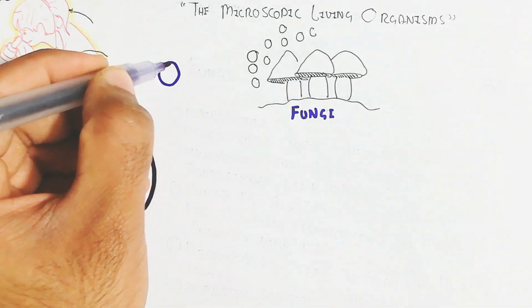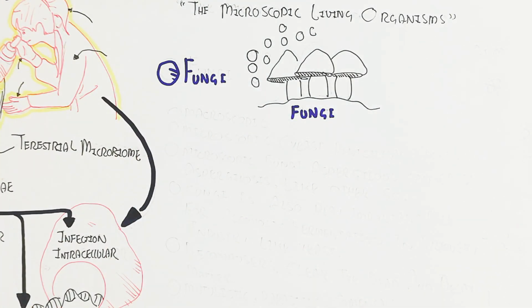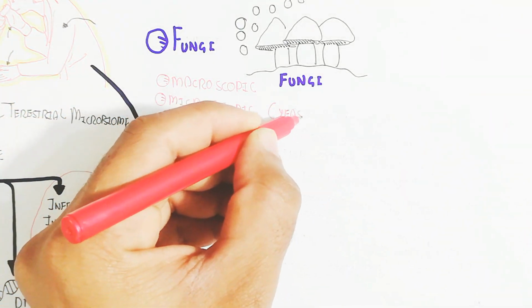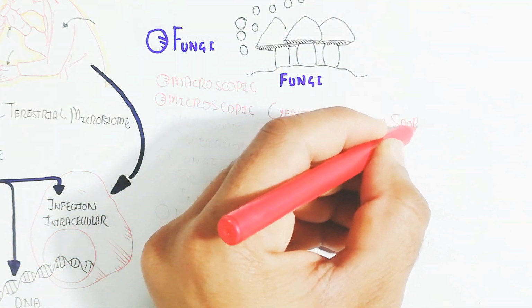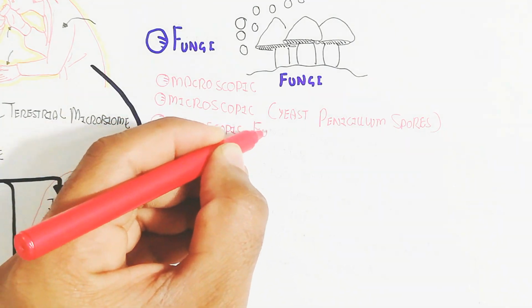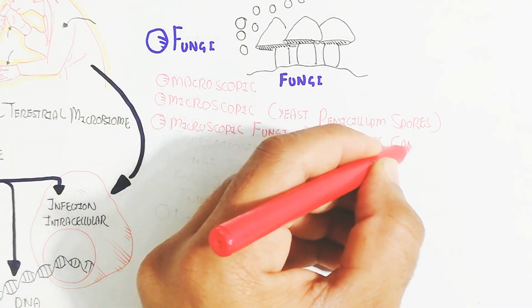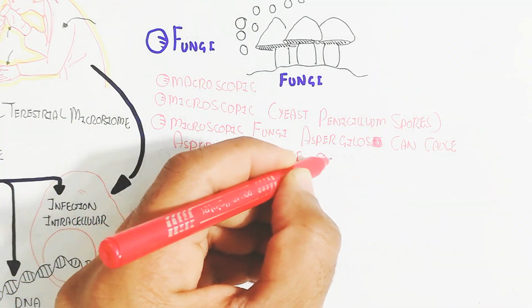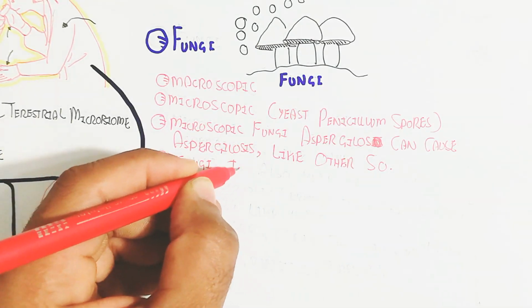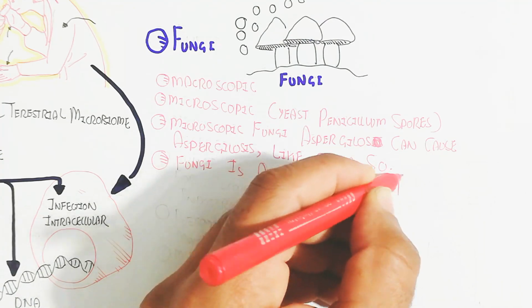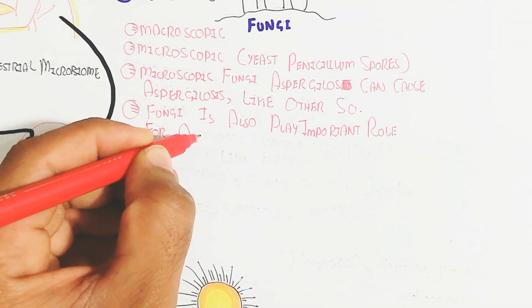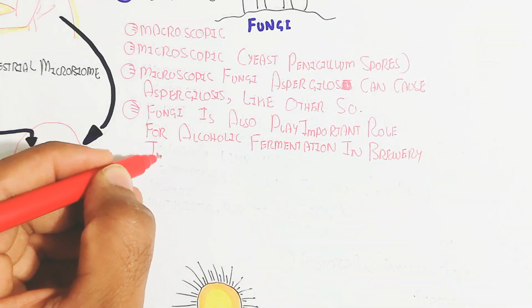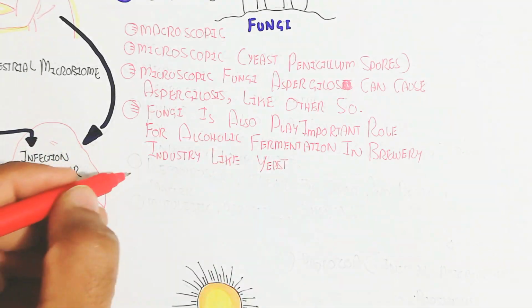So the fungi, let's begin to understand. They are also macroscopic, but we will learn the microscopic ones because our concern is the microworld. The microscopic yeast and Penicillium spores, and the microscopic fungus Aspergillus, can cause aspergillosis, among others. So it is also harmful and causes fungal disease. Fungi also play an important role in alcoholic fermentation in the brewery industry, like yeast. They are also decomposers and clear dead and decaying matter. In this way, pollution is cleared and decreased due to the fungi.